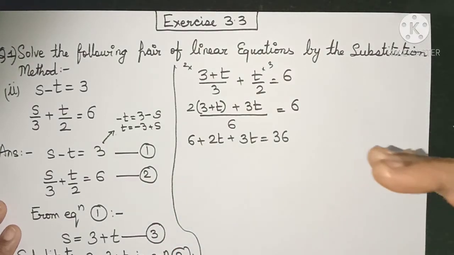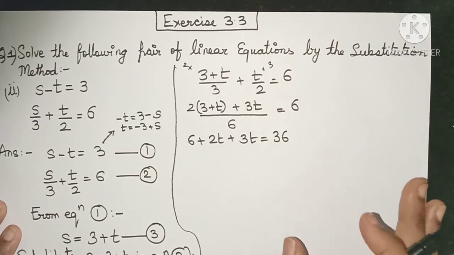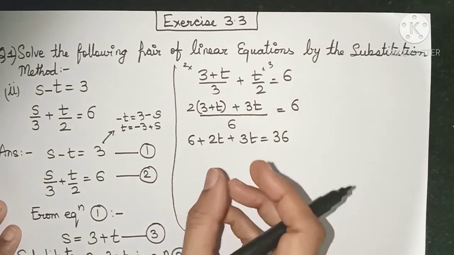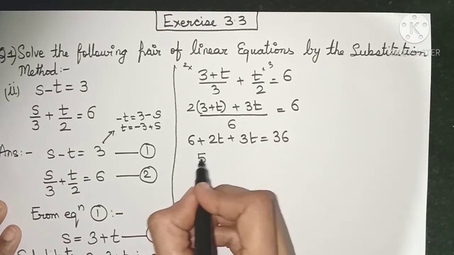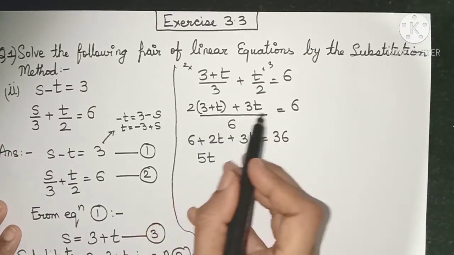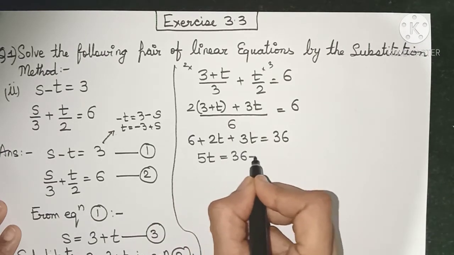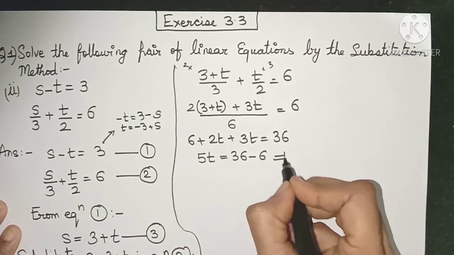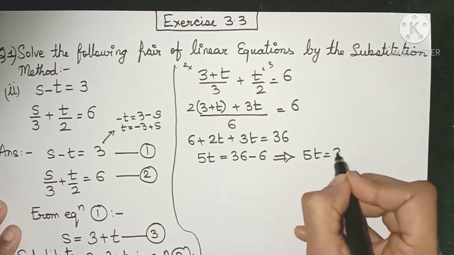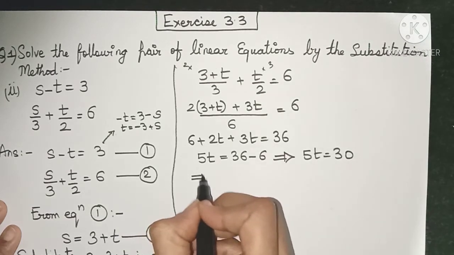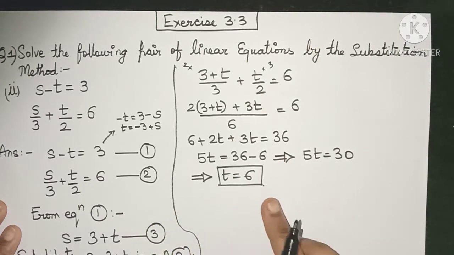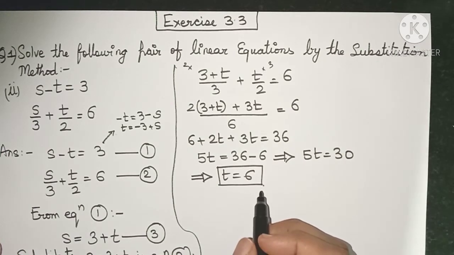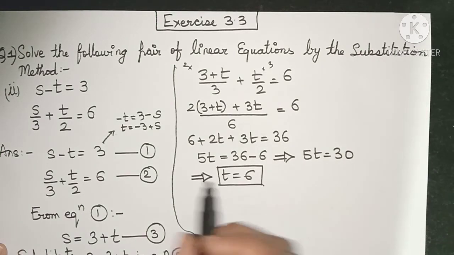So friends, please go step by step. Don't skip any step. Now what do we do? Let's bring all the like terms together. So we'll get 2t plus 3t, which is 5t. What I can do is, I can bring the 6 over there. So I'll get 36 minus 6, which implies my 5t is going to be 30. So this means my t is going to be 6. Correct, friends? So I have got one value. I have got the value of t. So my answer is far from over, friends, because I still have to find the value of s.